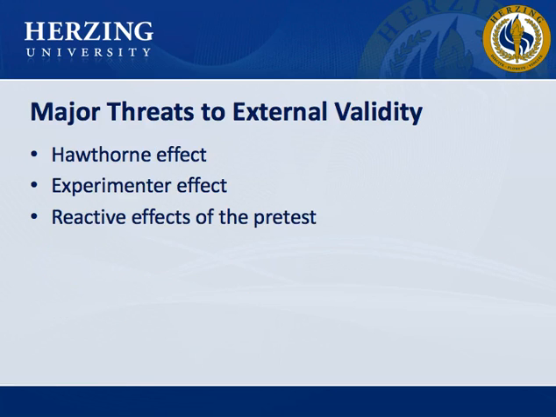There are 3 major threats to external validity. The first is the Hawthorne effect, then the experimenter effect, and the reactive effects of the pretest. The Hawthorne effect occurs when study participants respond in a certain manner because they are aware that they are being observed. It may be avoided by using a double-blind experiment.